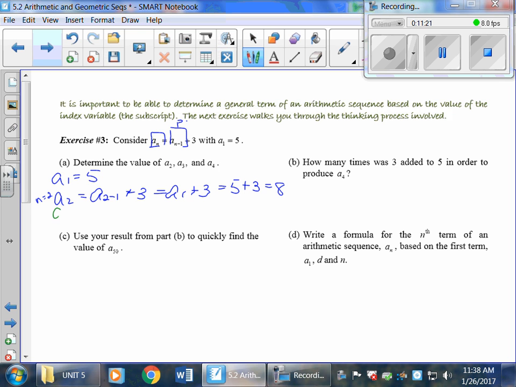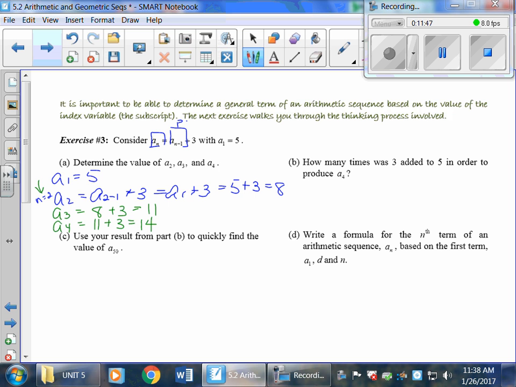But once you start getting good at these, you can say to yourself, I'm looking for the third term, which is going to be the previous term, plus 3. So this is going to be 11. And a sub 4 is going to be the previous term, plus 3, which is 14. Again, if you do better with doing it like I found the second term, then feel free to continue doing it that way.